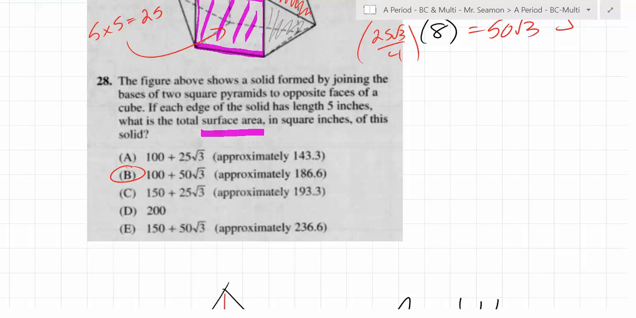I misread it. I said, like, what's the volume? And then when you do it, I was like, why aren't there any root 2's in it? I was like, oh, surface area.